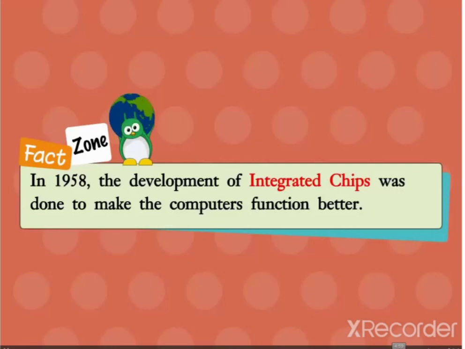In 1958, the development of integrated chips was done to make the computers function better.